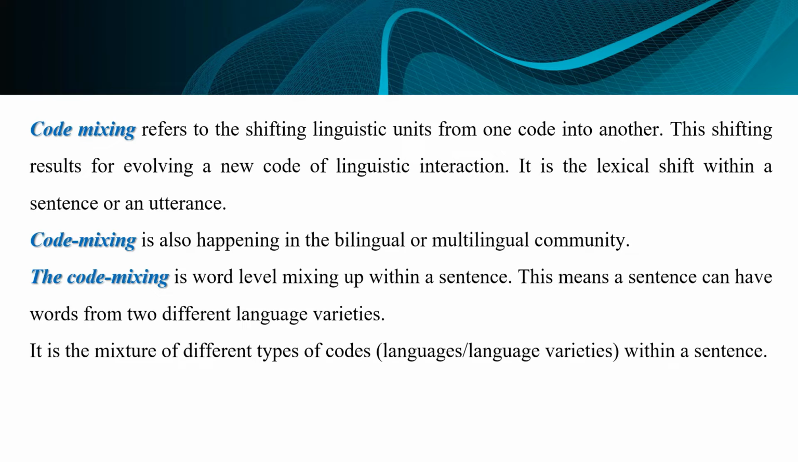Code mixing. Code mixing refers to the shifting of linguistic units from one code into another. The shifting results from evolving a new code of linguistic interaction. It is the lexical shift within a sentence or an utterance. Code mixing is also happening in the bilingual or multilingual community. The code mixing is word-level mixing within a sentence. This means a sentence can have words from two different language varieties. It is a mixture of different types of codes, languages, language variety within a sentence.